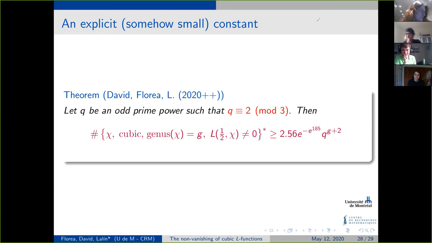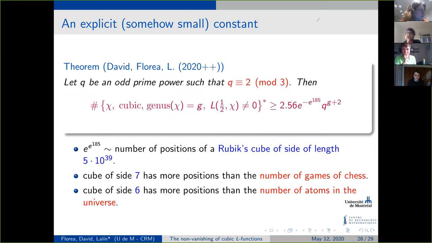And so here's the part where I'm a big fan of Rubik's Cube. I like all things about Rubik's Cube. There is a formula for the number of positions that you can reach in an n by n Rubik's Cube. So e to the 185 is about the number of positions of a Rubik's Cube whose side has length 5 times 10 to the 39. Somehow I understand this number better than the other, but I don't know.